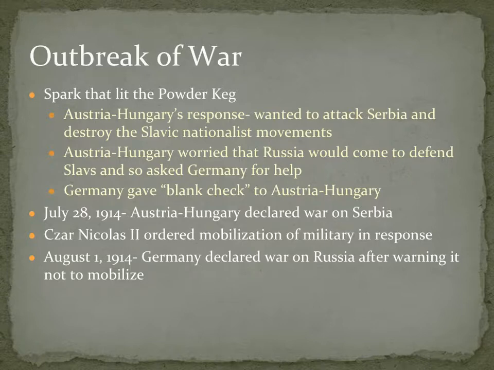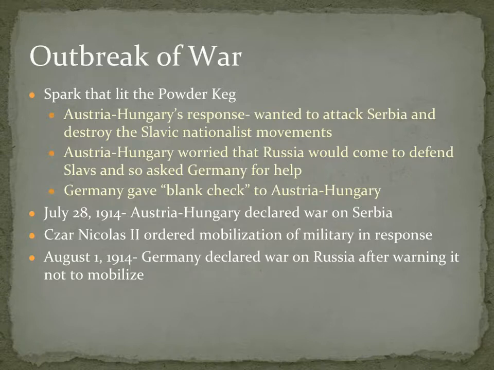Now, the only issue for them is that Austria-Hungary is worried that Russia is going to come defend the Slavic people of Serbia because they have this loose alliance. And so they're not exactly sure what Russia will do, but it's definitely something that they need to consider.